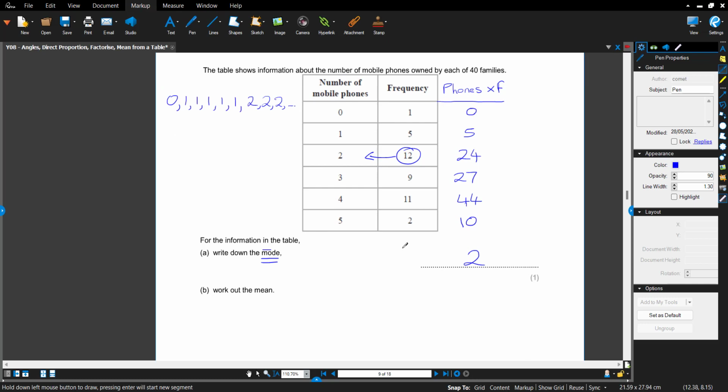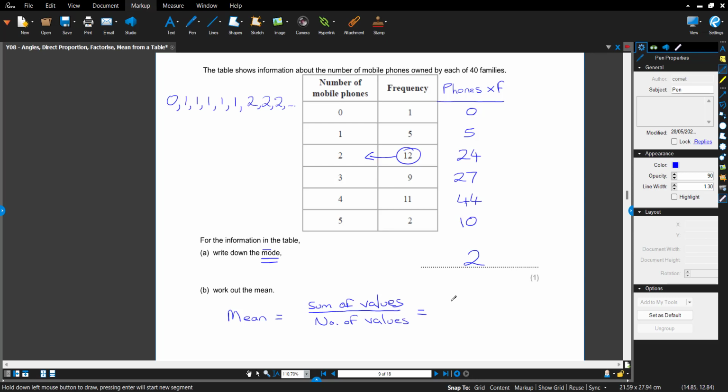Work out the mean. Okay, so the mean is the sum of the values divided by the number of values. Yes. Divided by the number of values. Alrighty. So let's proceed. Well, in this case, they want us to write the number of phones per family.